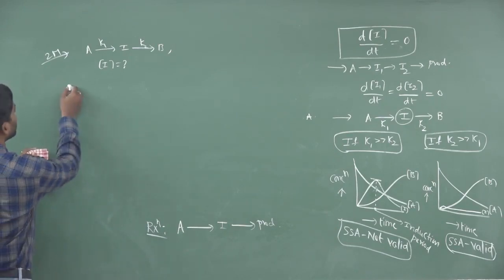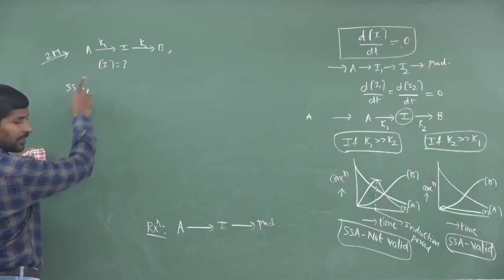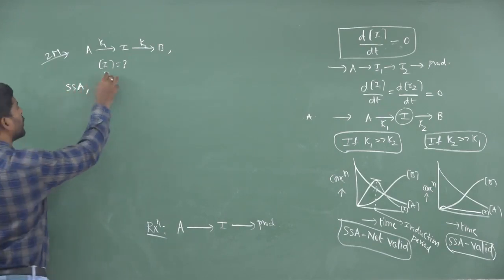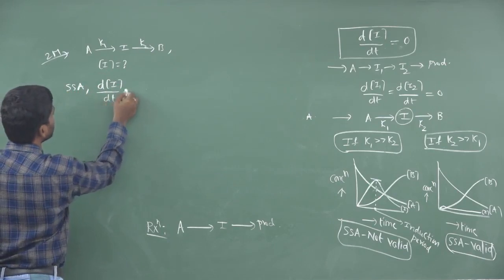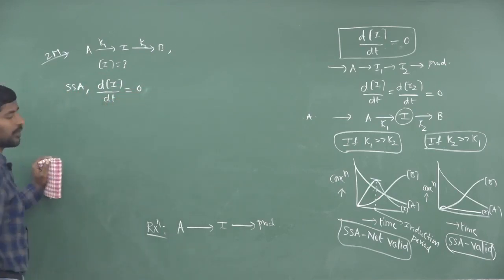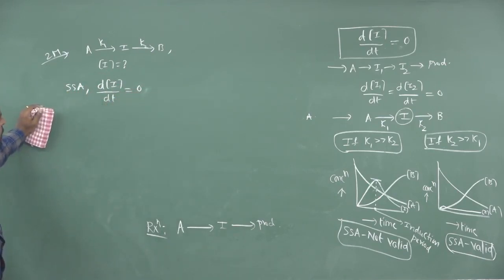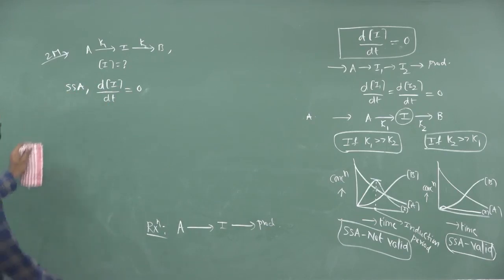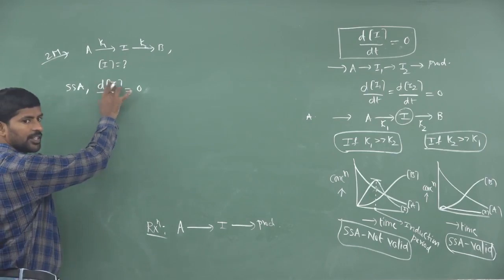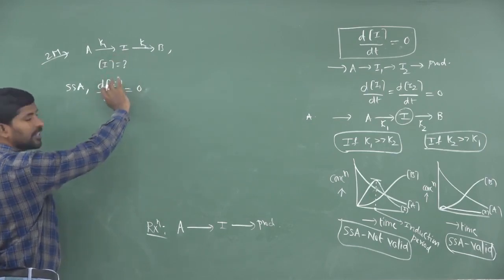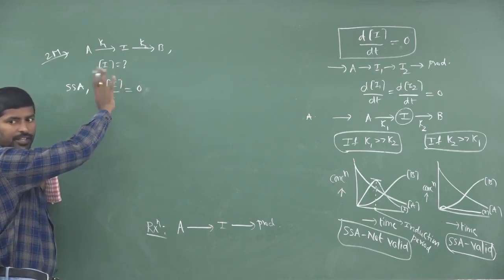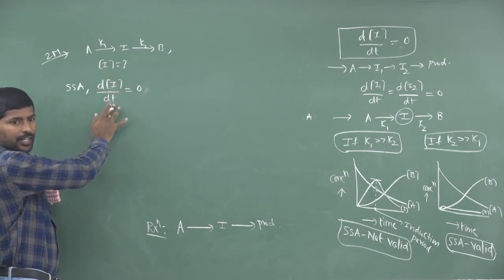Steady state approximation can be applied on I, that is given. So according to steady state approximation, the change in the concentration of intermediate with time is equal to 0. The change in the concentration of intermediate with time means we have to see the net change in the concentration of I with time.